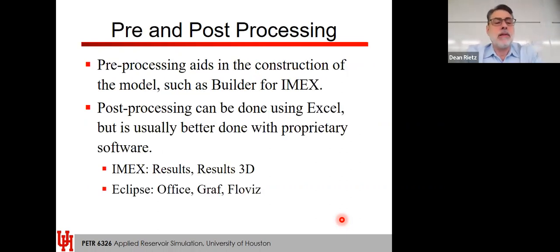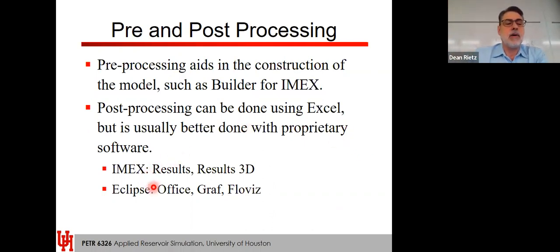So pre-processing, things like for IMAX, which you'll use or can use, is Builder, and it basically queues you for everything that you need. Like it might at the start say, is this black oil or not? What are the dimensions? Those types of things, and it'll prompt you for that. Pre-processing obviously is what you do to build the model before you run it, and post-processing is after you run the model, what do you do with the results?